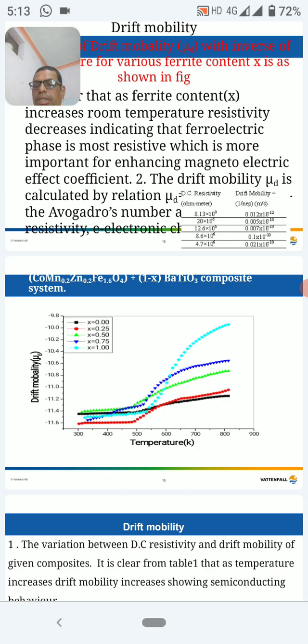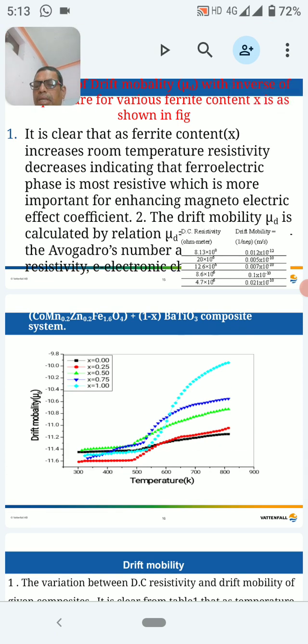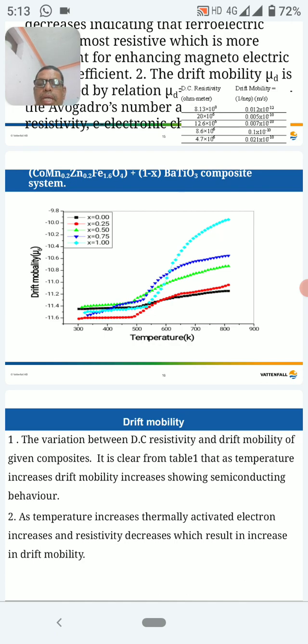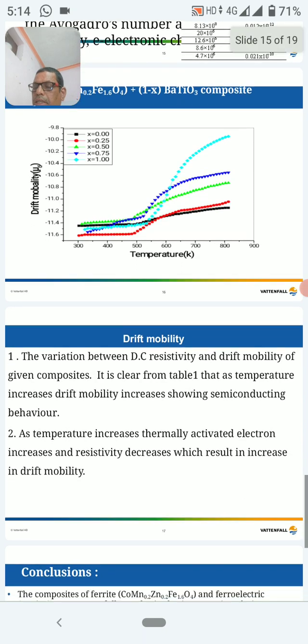The variation of DC resistivity and drift mobility is also clearly given in this table here. You will see that as DC resistivity decreases, drift mobility increases. It is clear that the increase in drift mobility shows the semiconducting behavior. As temperature increases, thermally activated electrons increase and resistivity decreases, which results in the increase in the drift mobility.